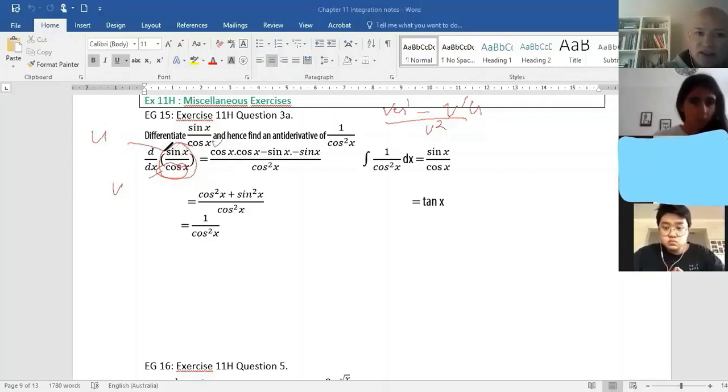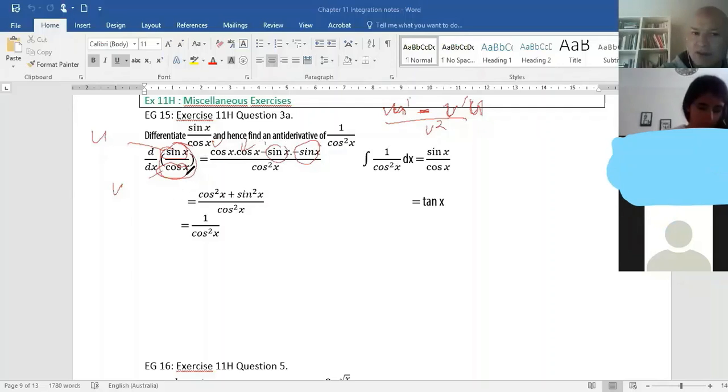I've differentiated sine, being my u, because that's what the rule says. So when I differentiate sine, I got cos x, there it is. Take away, so I've got the minus sign. Differentiate the v. The derivative of cos is negative sine x. Leave this u as it is, so I left the sine, there it is. All divided by the v squared, so the v is cos squared x.